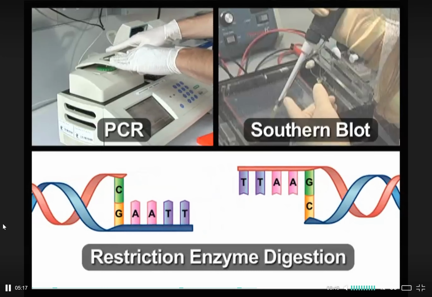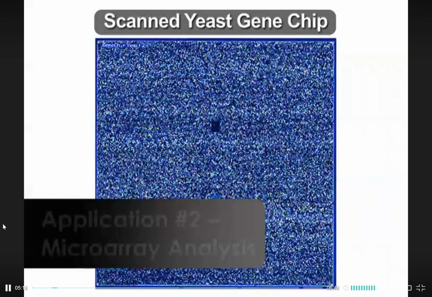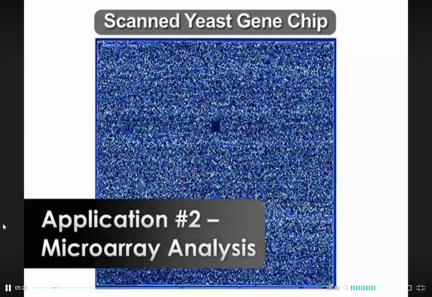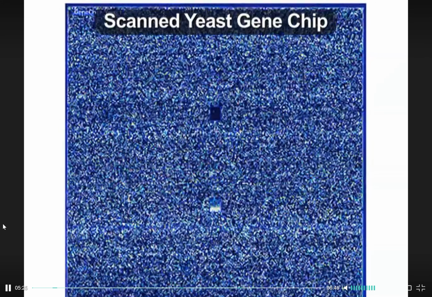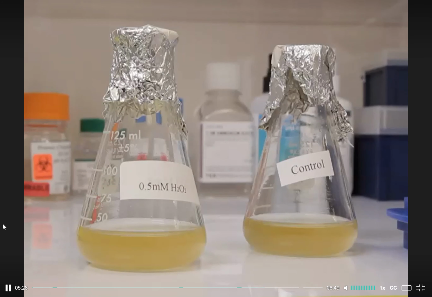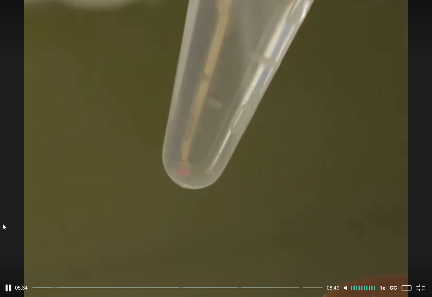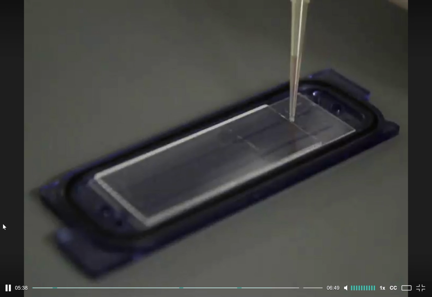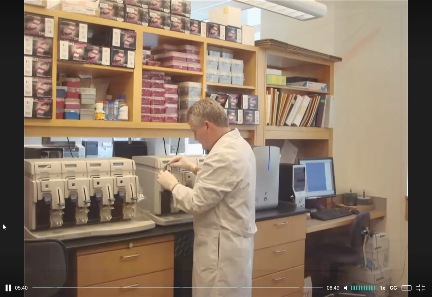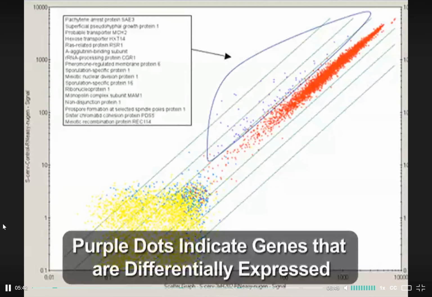Changes in gene expression can be identified by a process known as microarray analysis, which uses gene arrays like this one. If we have two yeast cultures, one exposed to hydrogen peroxide and one a control, mRNA can be isolated from these cultures and hybridized on microarray slides. The slides are analyzed, and the genes that are modified by oxidative stress can be identified.